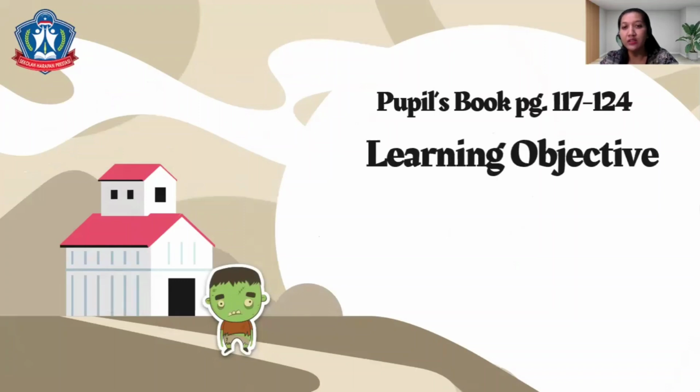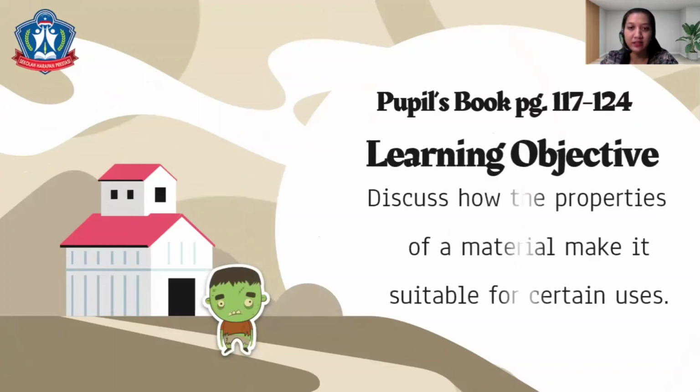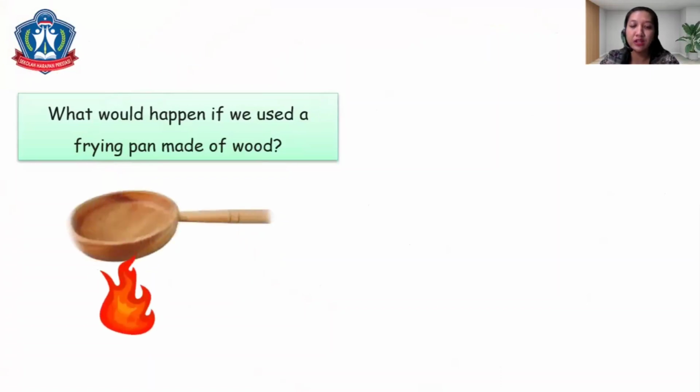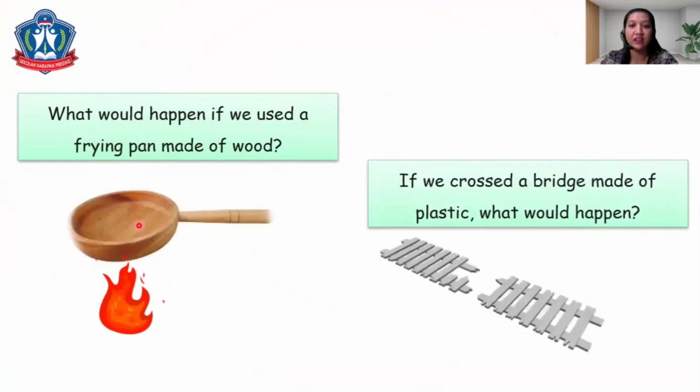So I will tell you the learning objective for this lesson. You will discuss how the properties of a material make it suitable for certain uses. I have several questions here. What will happen if we use a frying pan made of wood, like this picture? Can you tell me, friends? Right, so here, the frying pan would be burned.